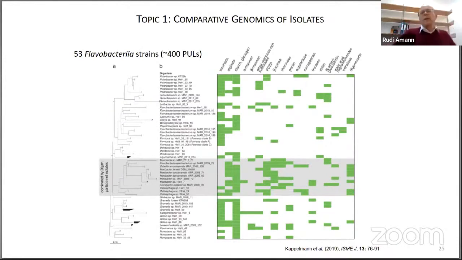Now, let's go into one of the projects that happened in the second half of the last decade. It was published in 2019, Lennart Koppelmann and his PhD. He now used what was available to us based on several years of cultivation by Jens Harder and colleagues from North Sea surface water. We had some 53 bacterioplankton isolates from the group of Flavobacteria.